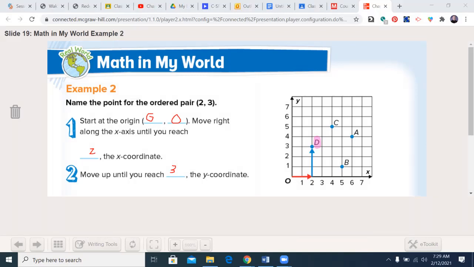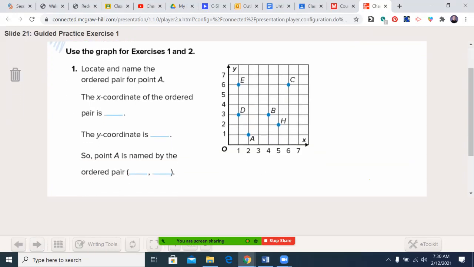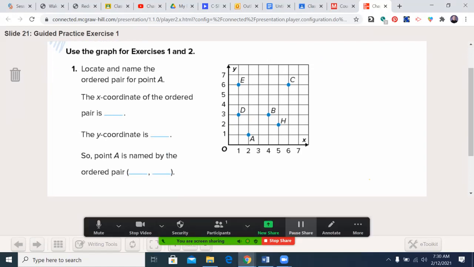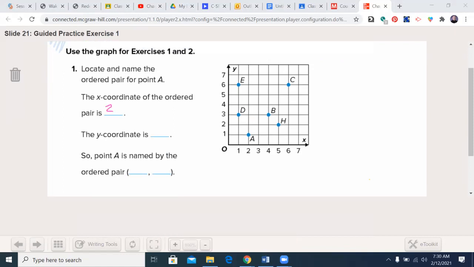Go ahead and write those couple things in. And then you're going to practice a couple. We'll go ahead and clear the drawings. And that's point D. All right, locate and name the ordered pair for point A. What's the x-coordinate? So we look over and it's 2. And the y-coordinate is only up 1. So that ordered pair is 2, 1.